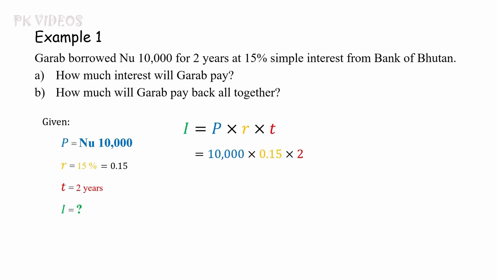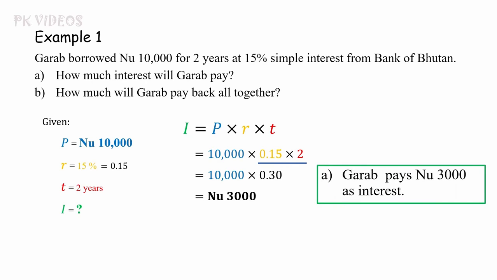Here you can either multiply 10,000 times 0.15 first or 0.15 times 2 first. Let us multiply 0.15 times 2. So we have 10,000 times 0.3 or 0.30, and when you further multiply this, we have Nilton 3,000 as the interest. Therefore, Gaurav pays Nilton 3,000 as interest.